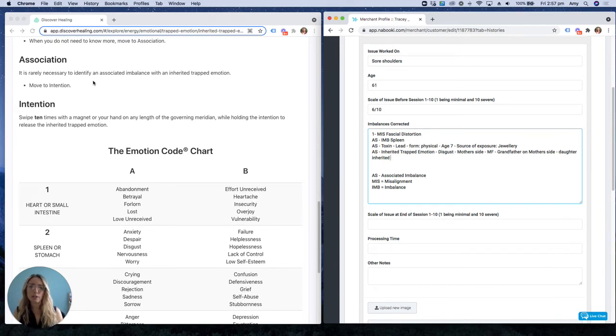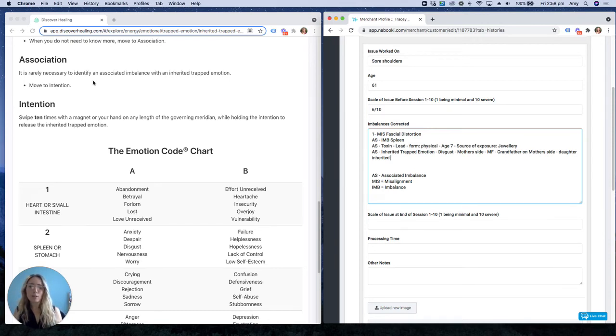So what I'm going to do now is I'm going to release this inherited trapped emotion. To release or correct imbalances in the body, we're using magnets, and we use magnets because they're a pure form of energy. So we're working with magnetic energy and also the ancient principles of Chinese medicine. So we're working in particular with the governing meridian. This runs from the upper lip all the way over the head to the base of the spine.